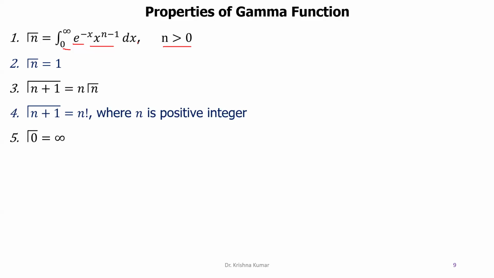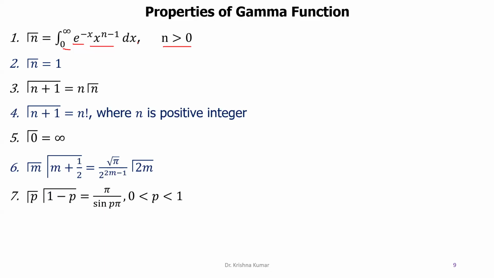Gamma of 0 equals infinity. Gamma m into gamma m plus 1 by 2 is equal to root pi upon 2 to the power 2m minus 1 into gamma 2m. Gamma p into gamma 1 minus p is equal to pi upon sine p pi, where p lies between 0 and 1. Gamma 1 by 2 is equal to root pi. So these are some properties of the gamma function. While solving examples based on the practical applications of gamma function, we should learn all these formulas. Then solving that type of question is very simple.